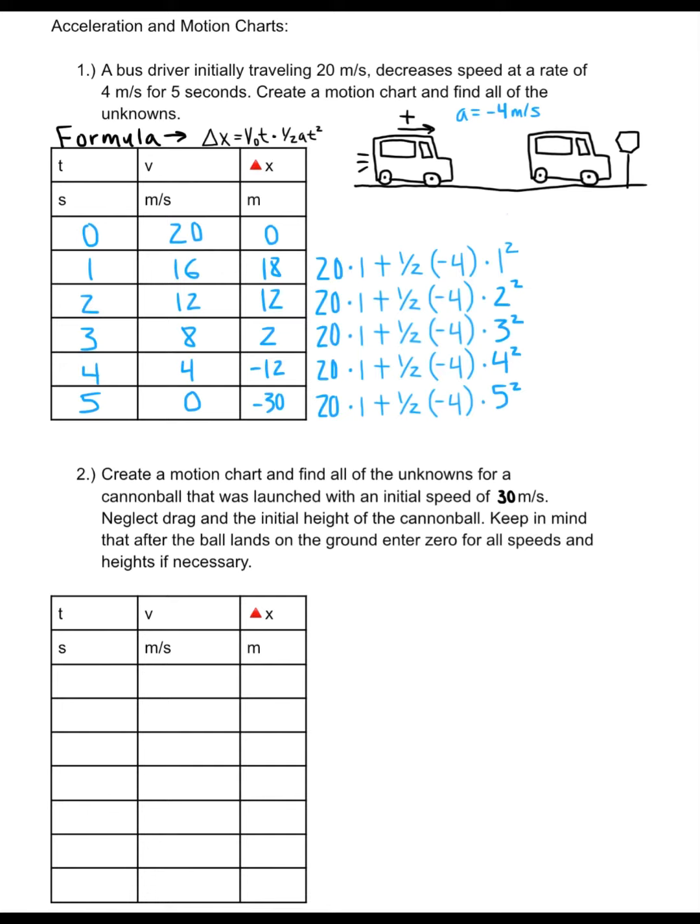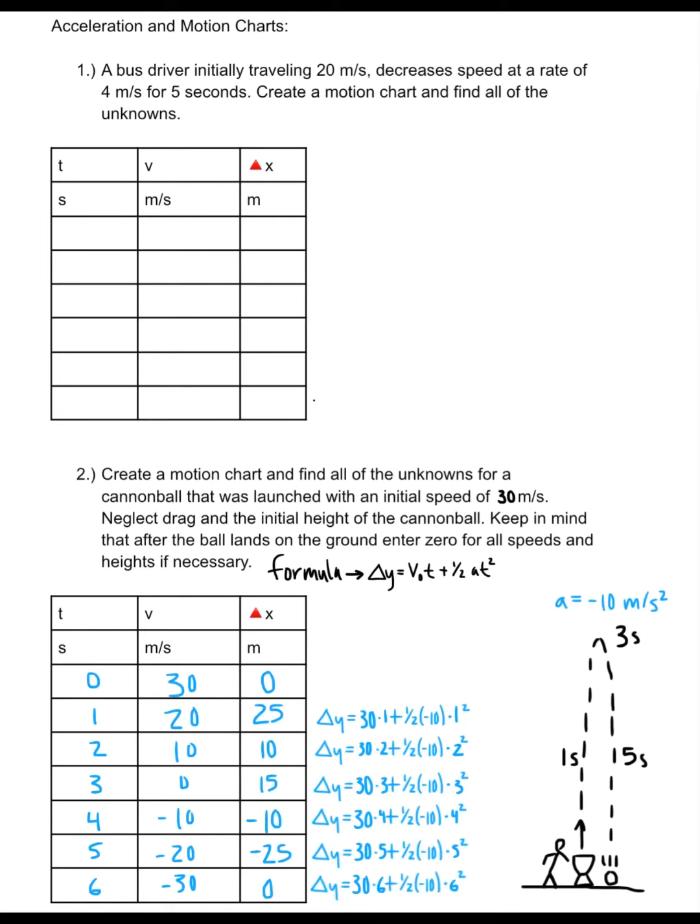To fill in the column for change in x, we're going to use the formula delta x equals velocity initial times time plus 1/2 times acceleration times time squared. So we're going to go in and apply that formula to every single second, starting from 1 and going through 5, and changing the time to fit that specific second. Now we have a complete motion chart for this problem.